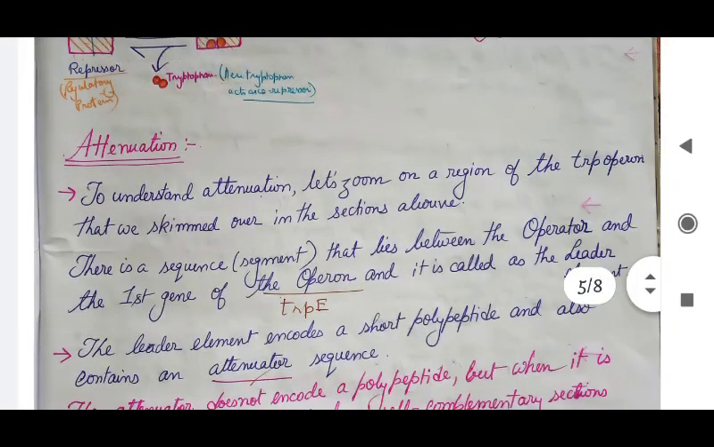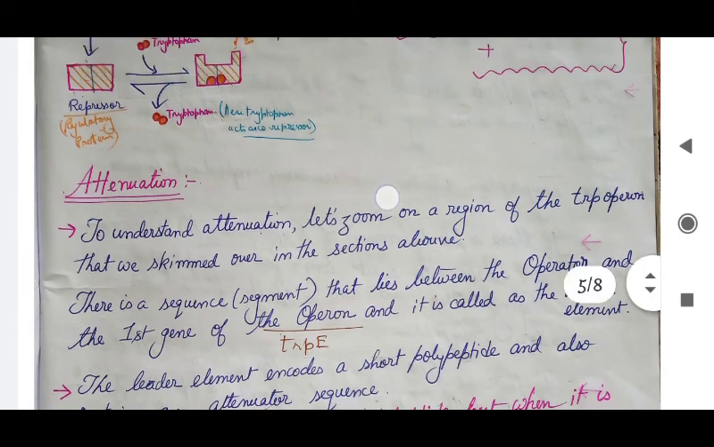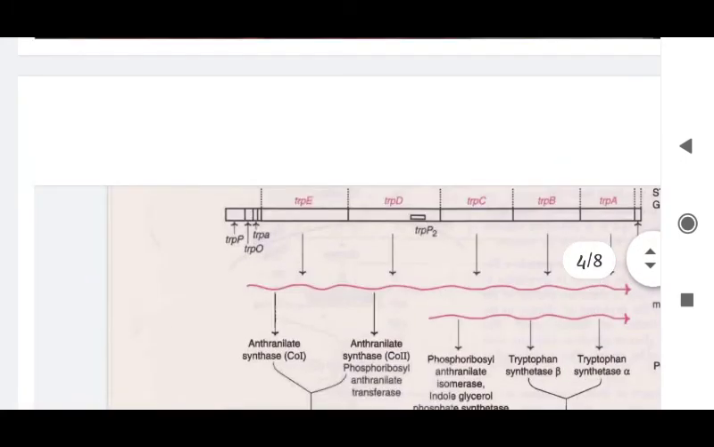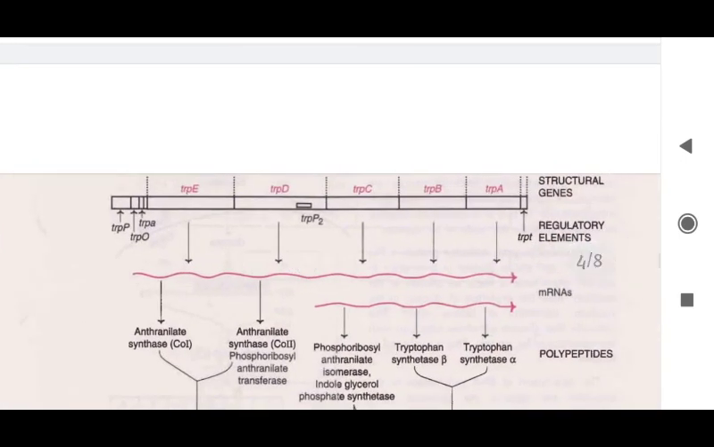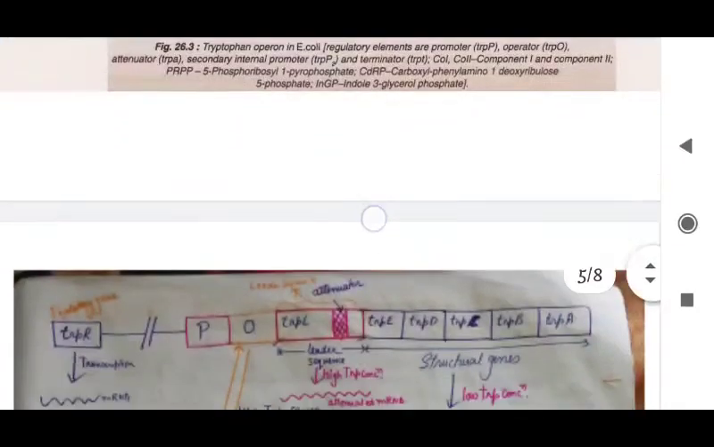To understand attenuation, let's zoom onto a region of the tryptophan operon that we have skimmed over in the sections above. We have skipped some of the regions in the tryptophan operon as we have seen in the previous diagram. You can see here clearly, more regions are available in this tryptophan operon which deal with attenuation. So let us see this figure.